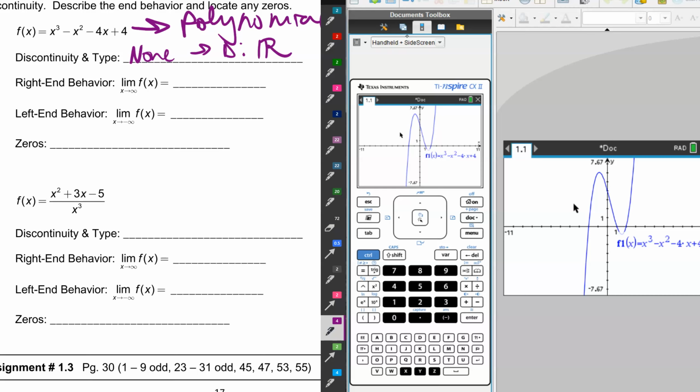Okay, ready? I'm tracing my x's. As my x goes more right, what's happening to y? It just goes up. So we say infinity. And left-hand behavior: what's happening as I go way, way left on my graph? It's going down without bounds. You don't see it coming back up.